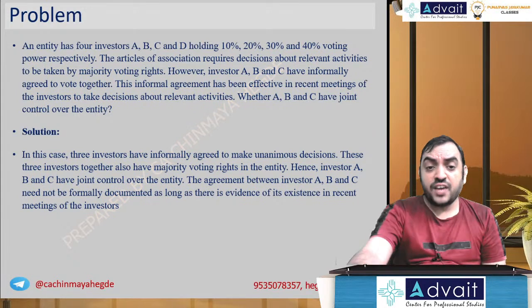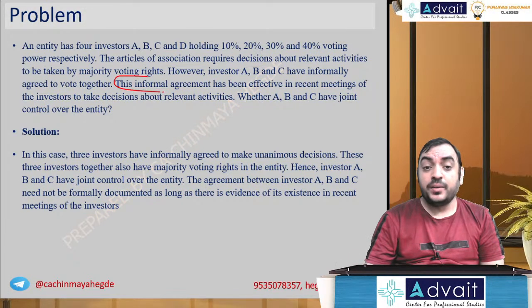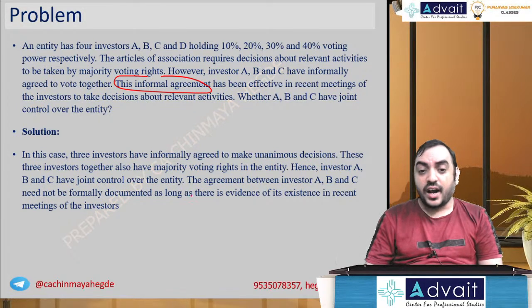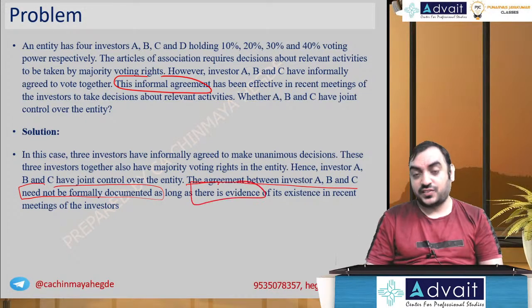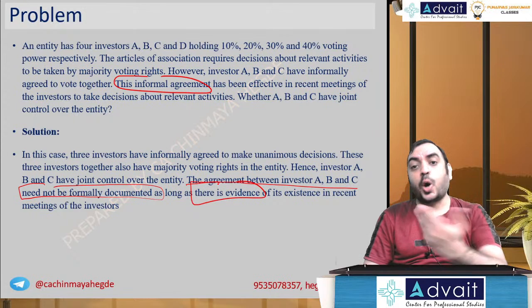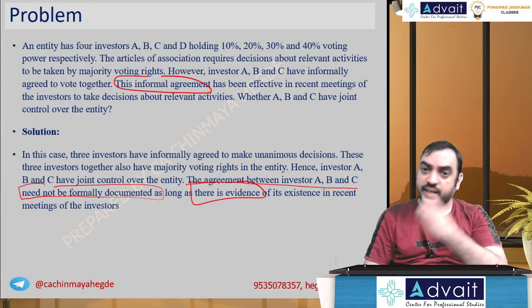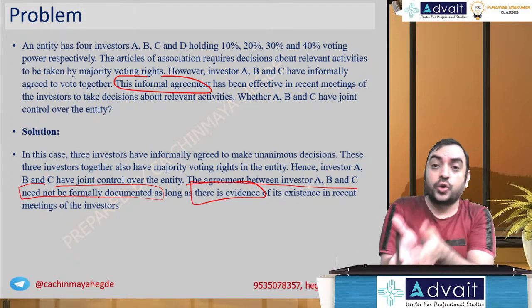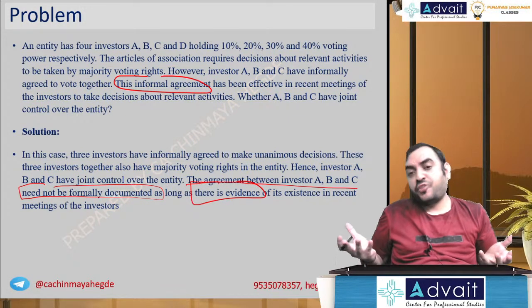Sir, they have taken informal agreement, sir. Does it have to be a formal agreement? No. Agreement between ABC need not be formally documented as long as there is an evidence. The contractual obligation between the parties can be explicit, can be implicit, but there has to be an evidence, can be written, oral, whatever. It need not be a formal document.